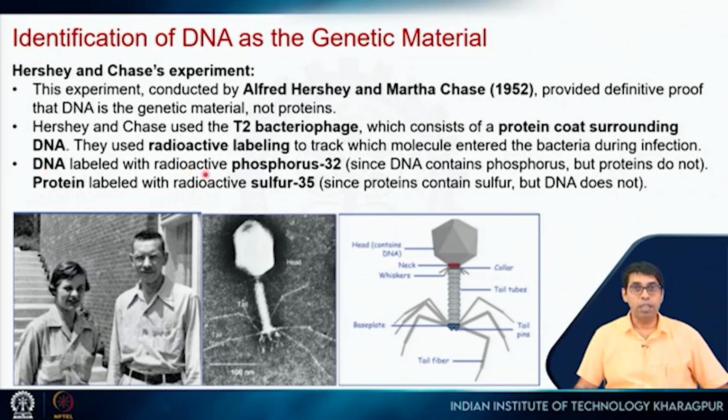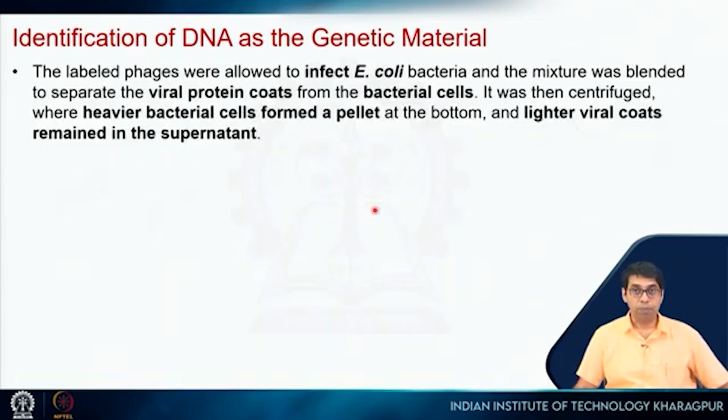So the DNA was labeled with phosphorus 32 and the protein was labeled with sulfur 35. So both are radioactive. Now it is important to note that DNA contains phosphorus. Normally, if proteins are not phosphorylated because of post-translational modification, then you will not have phosphorus in protein, right? So phosphorus will be only in DNA and sulfur will only be in protein because we have methionine and cysteine. So there is sulfur in the protein, there is no sulfur in DNA. So we can distinguish between DNA and protein based on these two radiolabeled atoms.